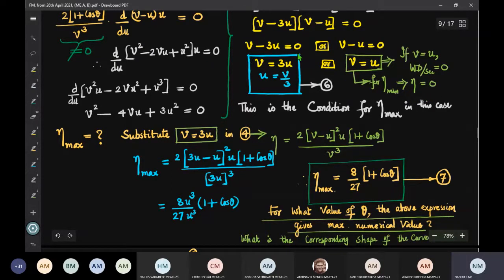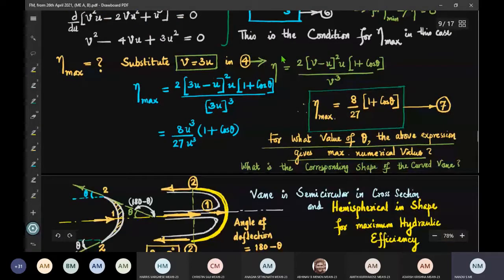So the condition for maximum efficiency in this case is v is equal to 3u. That is, velocity of the jet should be 3 times the velocity of the plate, or velocity of the plate is 1/3 of the absolute velocity of the jet. So u is equal to v by 3, or v is equal to 3u, is the condition for maximum efficiency. That's an important result. This is exactly the same as the one which we got for maximum efficiency in the case of flat moving vane when the jet strikes normally.